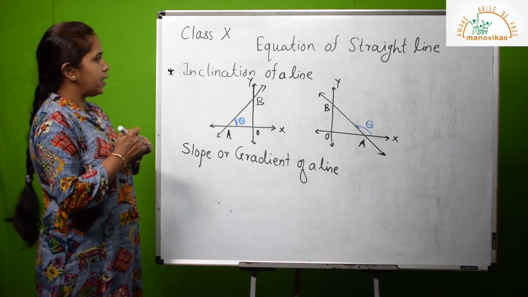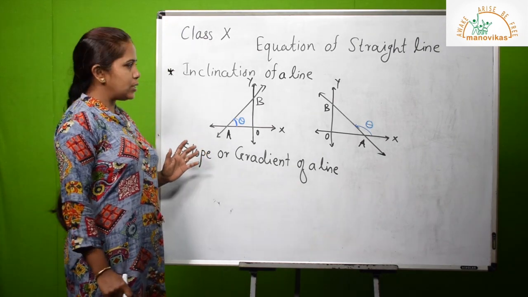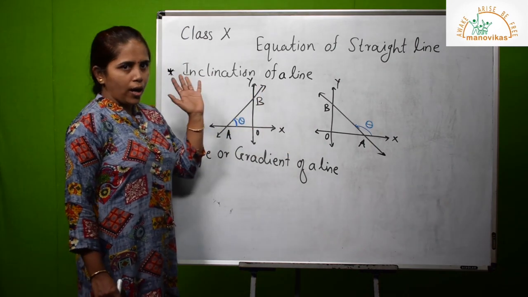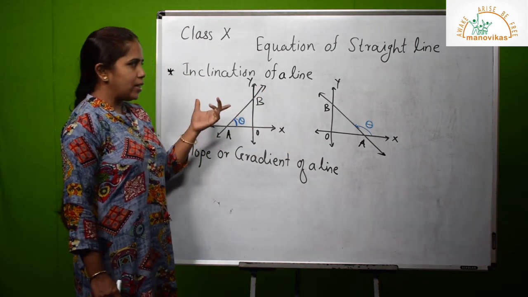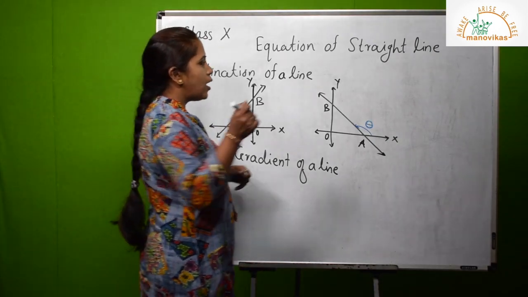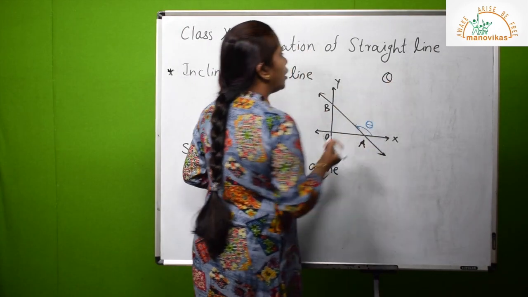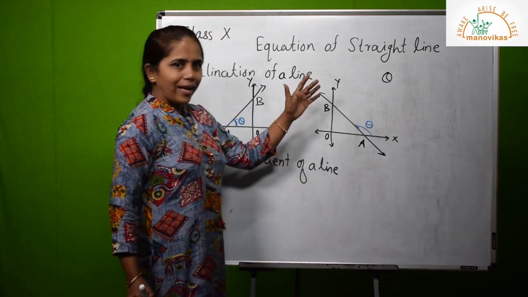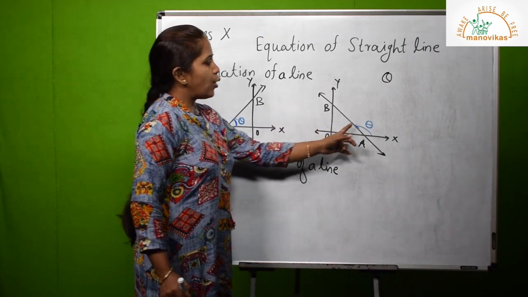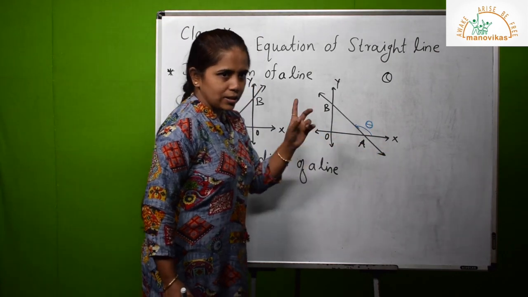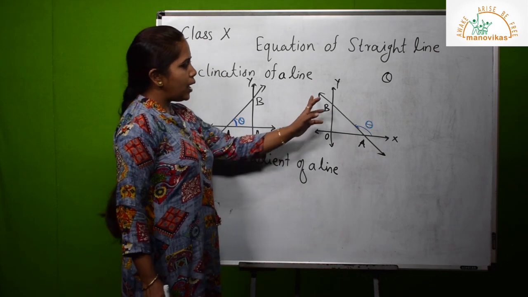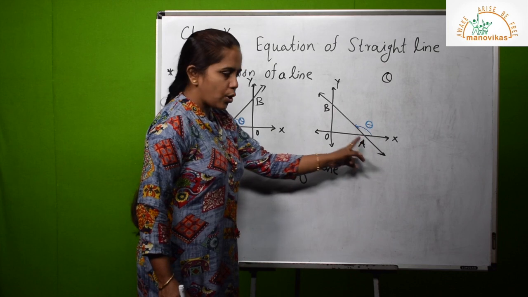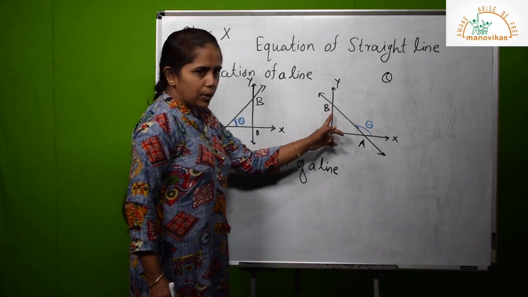Now what is meant by inclination of a line? Suppose the line is inclined and it intersects the x and y axis. Then inclination of a line is nothing but the angle theta which is made by the line above the x-axis with the positive direction of the x-axis. Suppose, for example, AB is the line which intersects the x-axis at point A and the y-axis at point B.